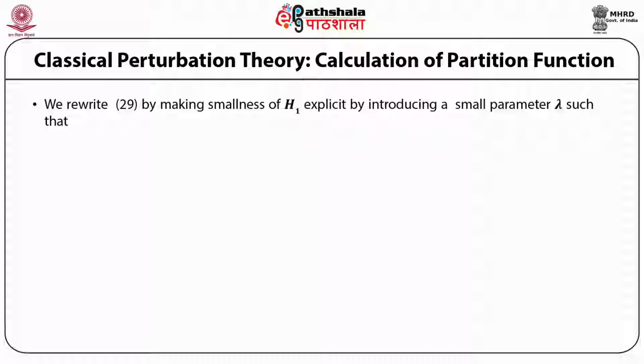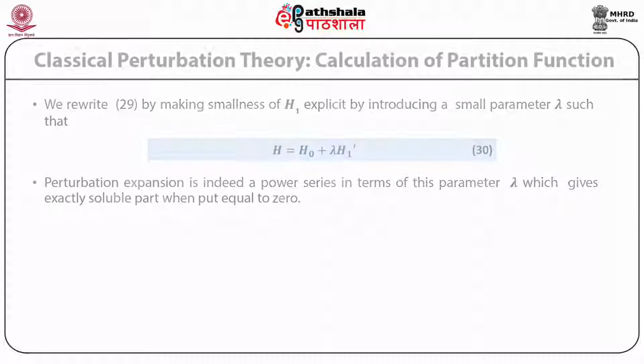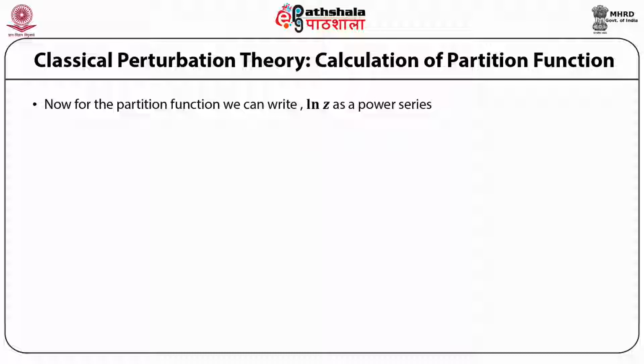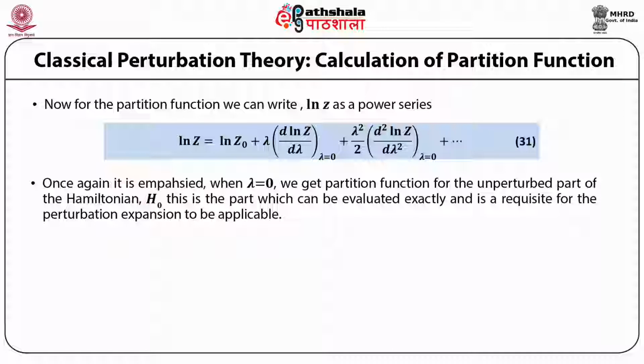We rewrite this by making the smallness of H1 explicit by introducing a small parameter lambda such that H is equal to H0 plus lambda H1 dash. Perturbation expansion is indeed a power series in terms of this parameter lambda, which gives the exactly soluble part when put equal to 0. Now for the partition function, we can write log of Z as a power series. Log of Z is equal to log of Z0 plus lambda times the derivative of log of Z with respect to lambda evaluated at lambda equal to 0, plus lambda square by 2 multiplied by the second derivative of log of Z with respect to lambda evaluated at lambda equal to 0, plus so on. Once again it is emphasized, when lambda is equal to 0, we get the partition function for the unperturbed part of the Hamiltonian, H0. This is the part which can be evaluated exactly and is a requisite for the perturbation expansion to be applicable.